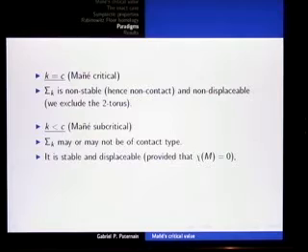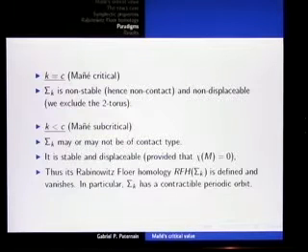You would expect it to be stable and displaceable, at least when the Euler characteristic is zero. So if there's some sort of obvious reason for not being able to displace, this is having non-zero Euler characteristic. But if you have zero Euler characteristic, you expect to be able to displace. Then, if that's the case, you would have RFH defined, and you will get a contractible closed orbit below the Mañé critical level. So this is what one expects.